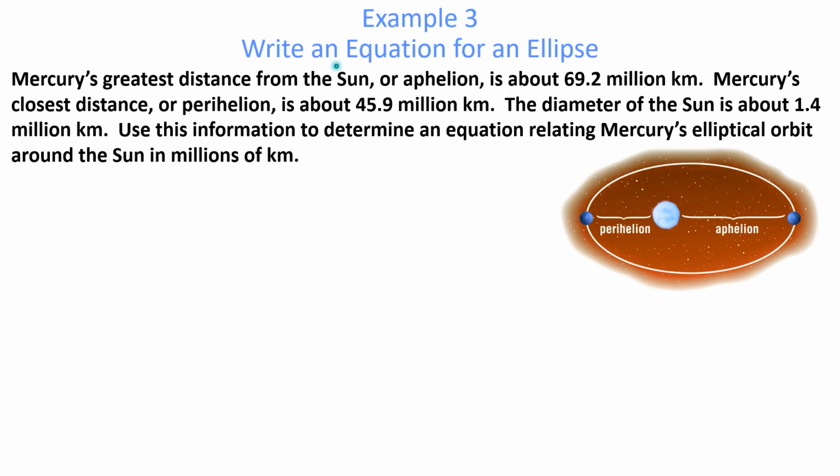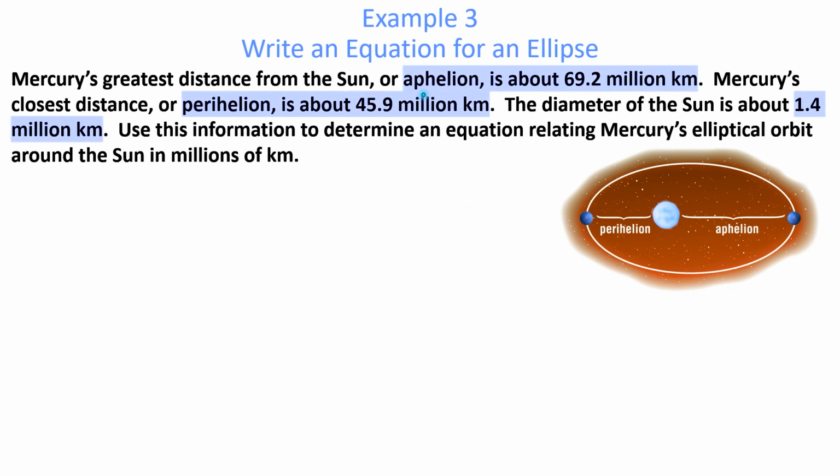Now in example 3, we'll be applying our skills of writing an equation for an ellipse to a real-world problem. What we have here in this question is that Mercury's greatest distance from the Sun, known as the aphelion, is about 69.2 million kilometers away. Mercury's closest distance, known as the perihelion, is about 45.9 million kilometers away. The diameter of the Sun is about 1.4 million kilometers. We want to use this information to determine an equation relating Mercury's elliptical orbit around the Sun in millions of kilometers.